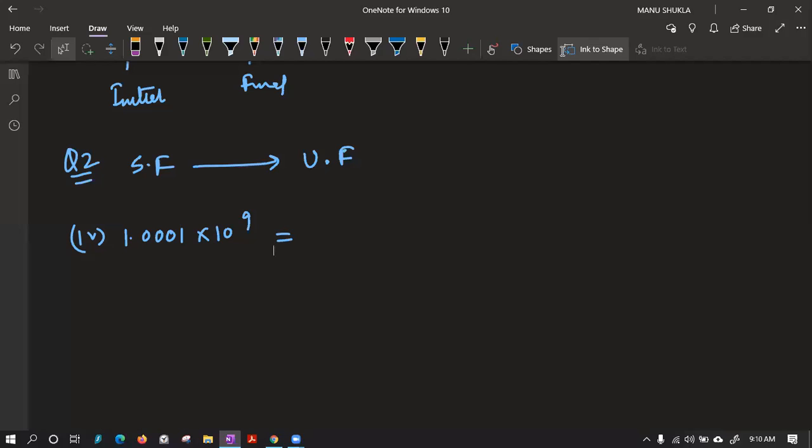If you simplify this thing, what answer will you get? There are many ways to simplify this, but the best way is to remove the decimal to make it easy.